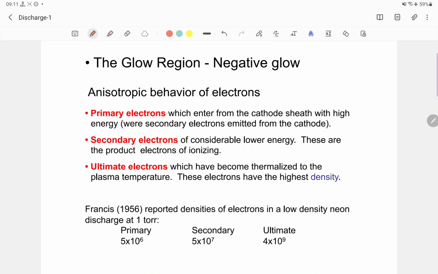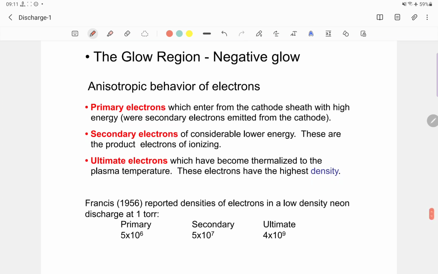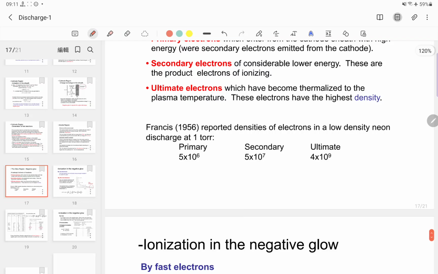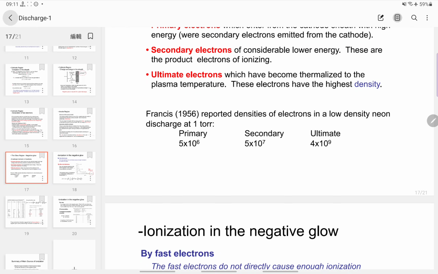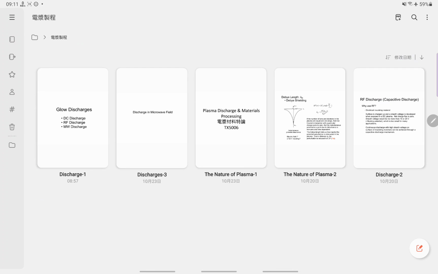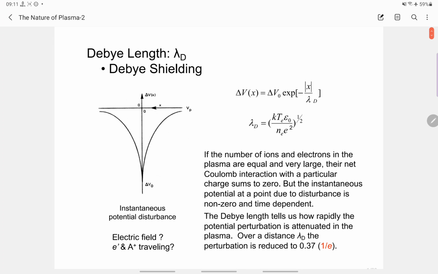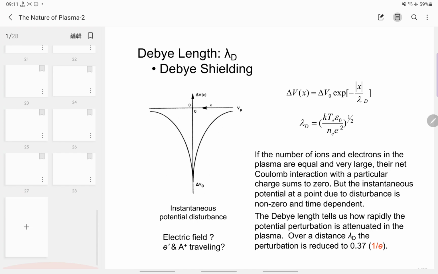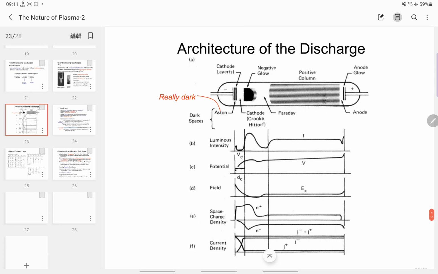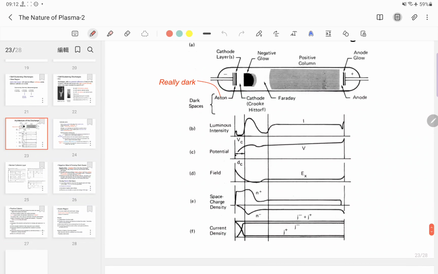And in a previous chapter, we have already known the architecture of the discharge. So in a typical DC discharge apparatus, one can use a vacuum tube, a quartz vacuum tube, and use a vacuum system to control the pressure inside the vacuum tube, and place a cathode and an anode at the two ends of the system.